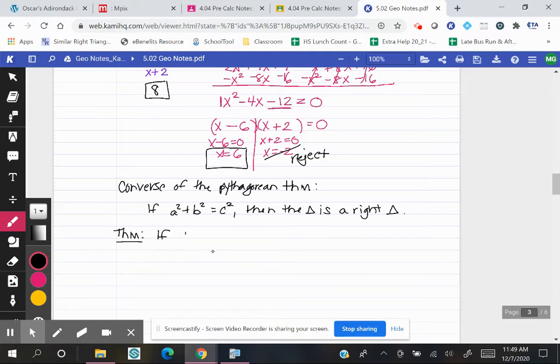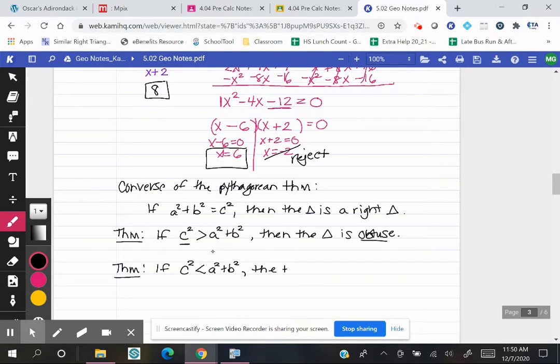And here's how. So if your longest side squared is greater than the sum of your legs squared, then the triangle is going to be obtuse. Think longest side squared is bigger, obtuse. But if you're thinking like this, you have to make sure you write the longest side squared first. It makes it much easier, less mistakes that way. If the longest side squared is less than the sum of the two legs squared, then think less, smaller, then the triangle is acute.